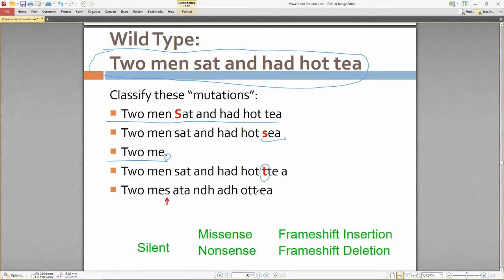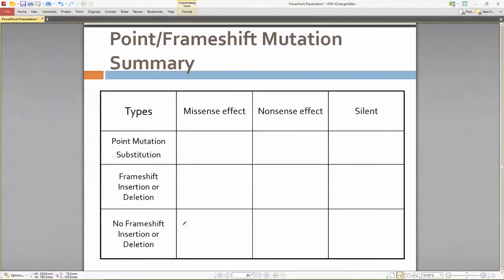Let's look at this. Two men sat and hot to ah. What we have here is a frame shift insertion. So this insertion here has changed the reading frame. And over here, two mes ata and at. Another example of a frame shift deletion. So by n being deleted here, you now have a frame shift mutation, and you have no clue what's going on here. Basically, all your amino acids have changed except for two.